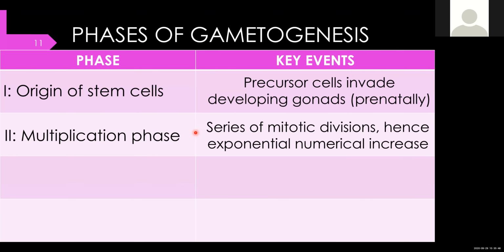Now, the answer is this. If a cell undergoes meiosis, usually it will enter into the G0 phase of the cell cycle. But if a cell undergoes mitosis, it will enter the G1 phase of the cell cycle, or it may enter the G1 phase of the cell cycle.